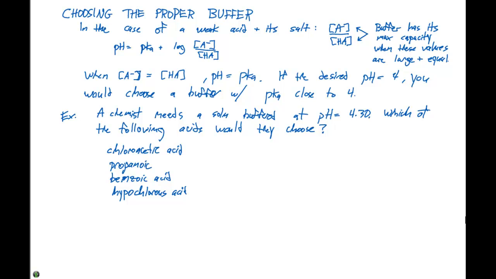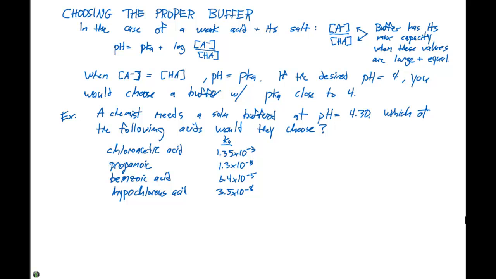And in order to do a proper analysis, we need the Ka values. So we can look those up. And the first one will be 1.35 times 10 to the minus 3. The second is 1.3 times 10 to the minus 5. Third, 6.4 times 10 to the minus 5. And the last one, 3.5 times 10 to the minus 8.